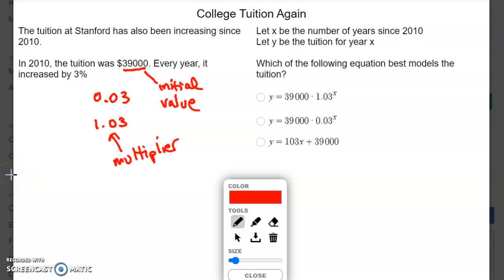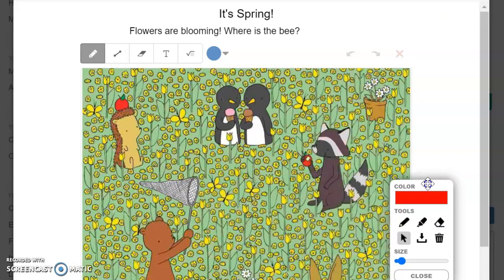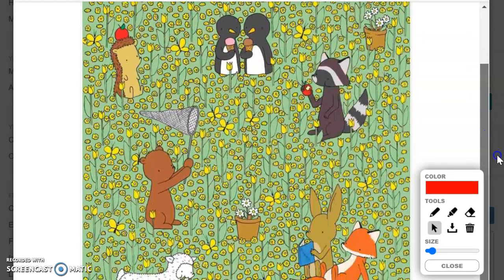So what is the equation? The initial value is 39,000 multiplied by not 3%, but 1.03 because I want 103%. So it's going to be the first option in my case. And then you get to chill a little bit waiting for other students to catch up with you. You need to look for the B. There is a B somewhere. It took me a long time to find it, but there is a B somewhere. See if you can find it yourself.